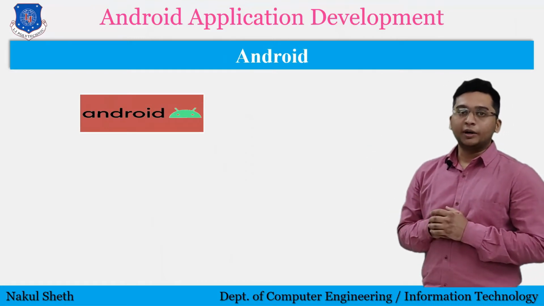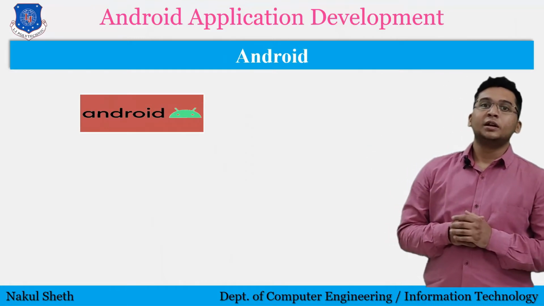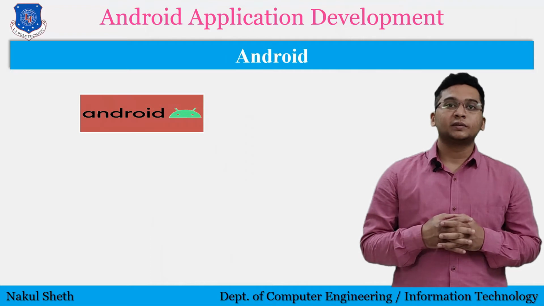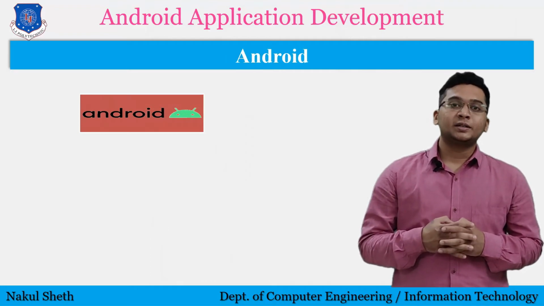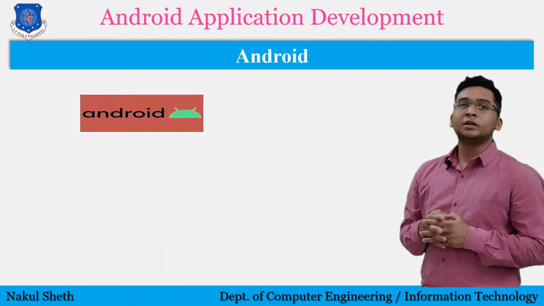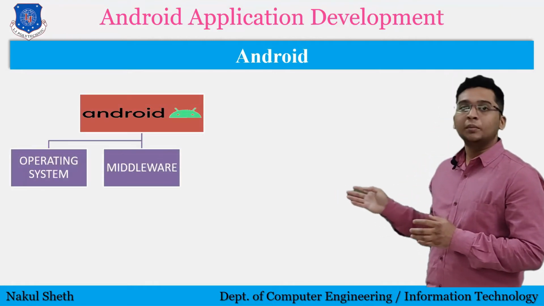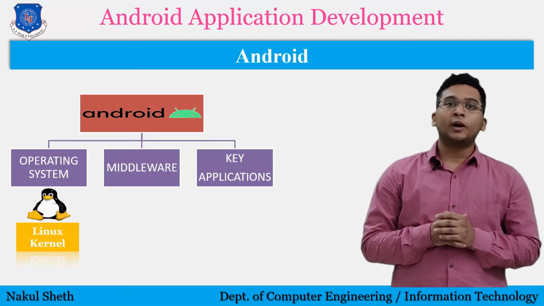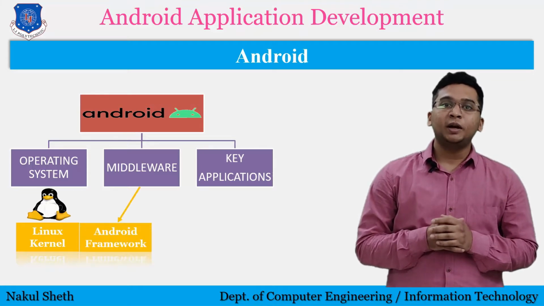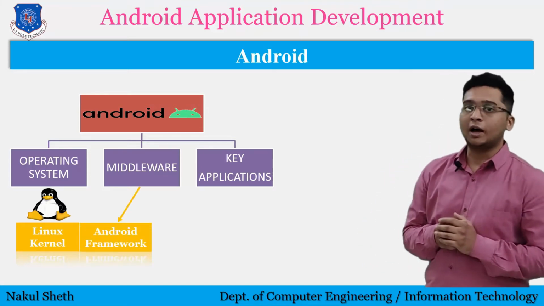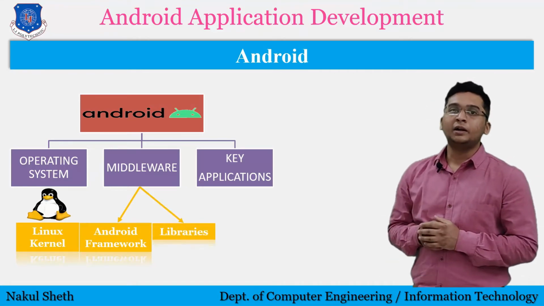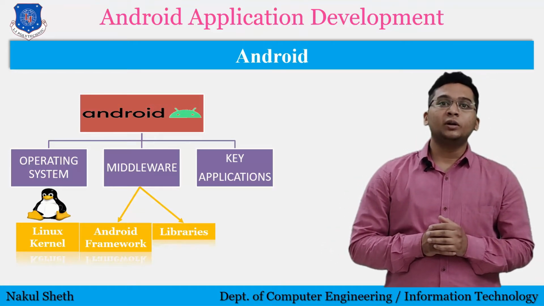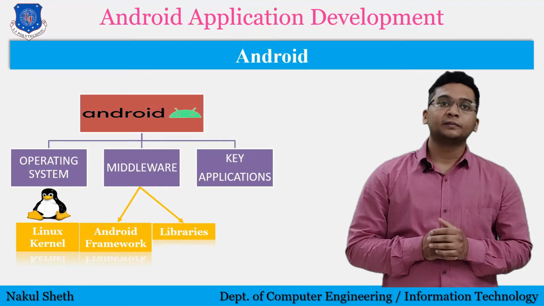When we are talking about Android, the first question that arises is, is Android a programming language or an operating system? So let me clear this question first. The definition of Android is a mobile platform which consists of three different things: operating system, middleware, and key applications. Linux kernel is used as the operating system in Android. Then this middleware contains two different things: Android framework and libraries. So this is all about the basic introduction of Android.